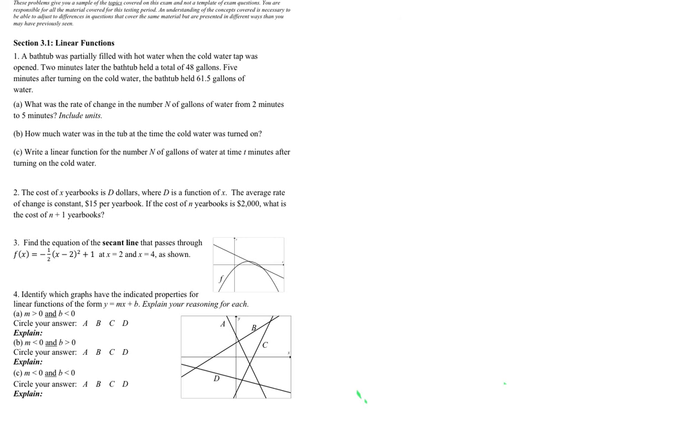So now moving on to number 3, we are going to find the equation of the secant line that passes through f of x is equal to negative 1/2 (x minus 2) squared plus 1 at x is equal to 2 and x is equal to 4. So we know m is equal to y2 minus y1 divided by x2 minus x1. And to start, we have x2, we know that's 4. We have x1, we know that's 2. So to find our y's, we're going to plug this in.